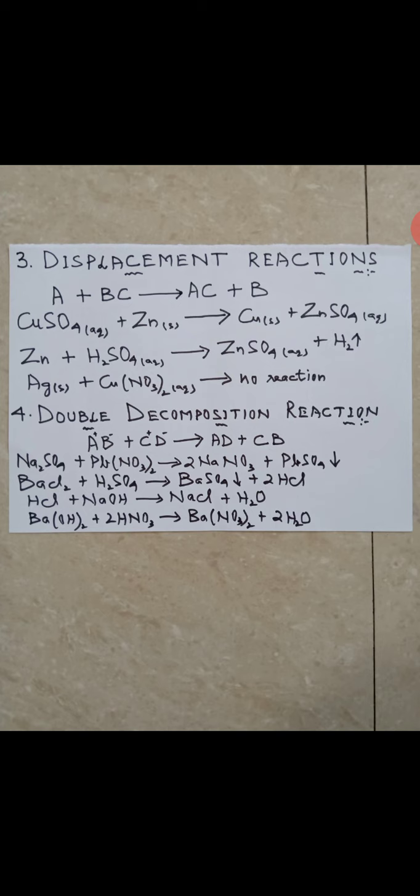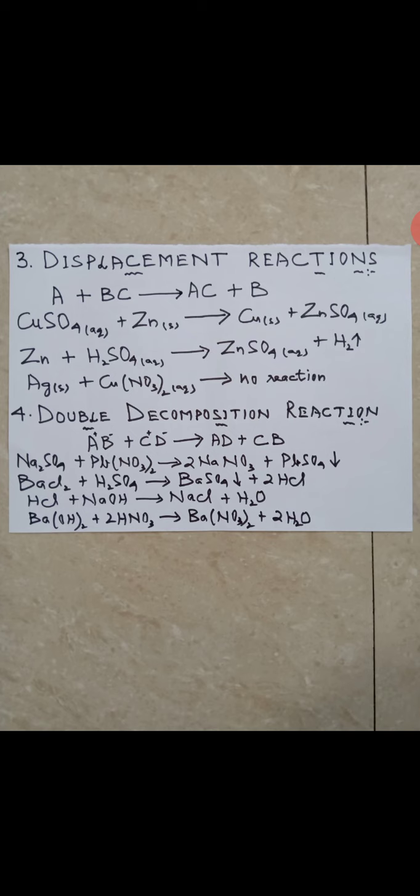So in this way, this is also called a precipitation reaction. Under double decomposition reaction, we have two types of reaction. One is the precipitation reaction, another is the neutralization reaction. You can see here a precipitate is being formed. The ions are interchanged and a precipitate is being formed. Are you following, children, what I am saying?